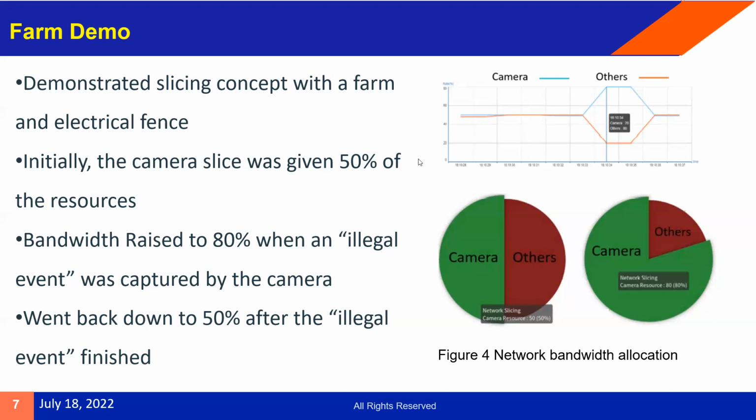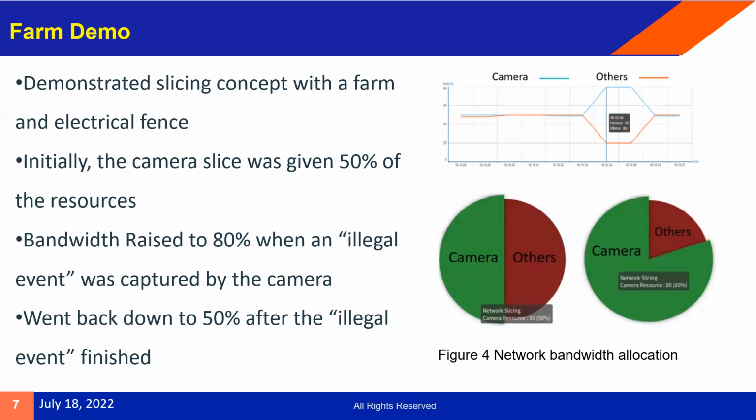On the top image here, we could see that over time, the resources between the camera slice and all of the others that weren't detailed were about 50-50. However, when an illegal event happened, that's when we have that hexagon looking pattern in the graph, which basically shows us that the camera slice spiked up to 80%, everything else was given 20%, and then after the illegal event, it spiked back down and they returned back to about 50-50.